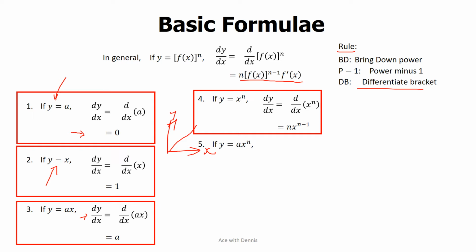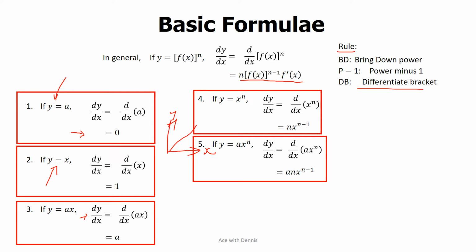Number 5, if y equals a x^n, it's a similar concept with number 4. So dy over dx can be written as d over dx of a x^n. Power bring down, power minus 1. Then it becomes bring down the n, times a, then the power minus 1, x to the power n minus 1. This is the fifth basic formula.